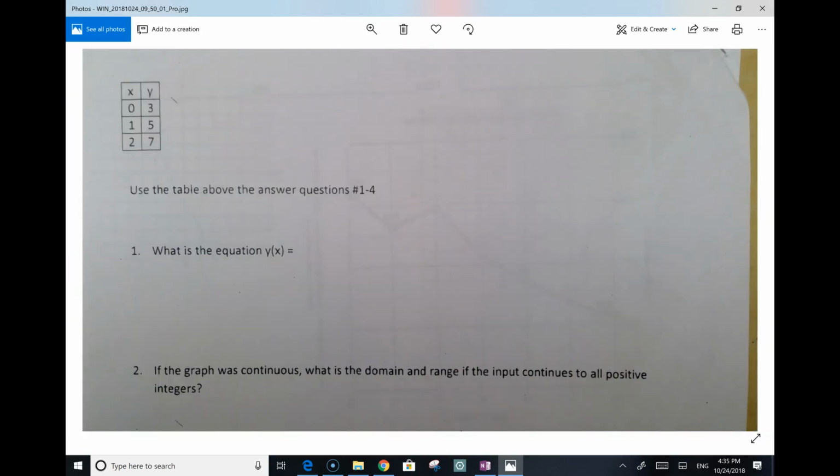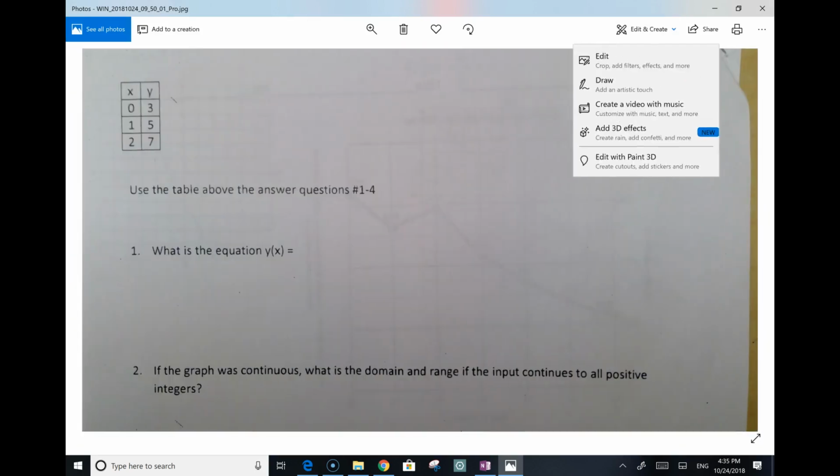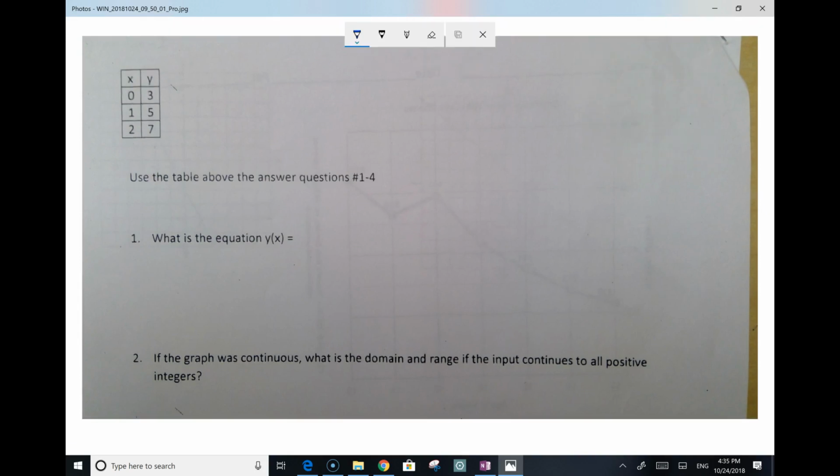All right, covered that. So let's take a look at this now. We're going to switch gears a little bit. In this question here, we have a data table right over here. And what we were supposed to do is base our answers on this data table. So the first question is, what is the equation y of x? So what would this look like if you were to actually complete the function that you see started over here?